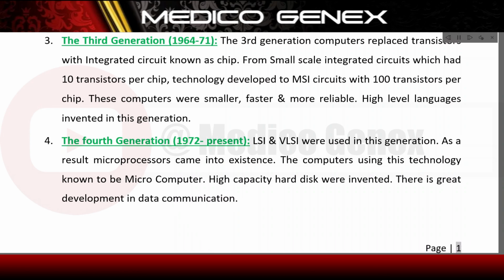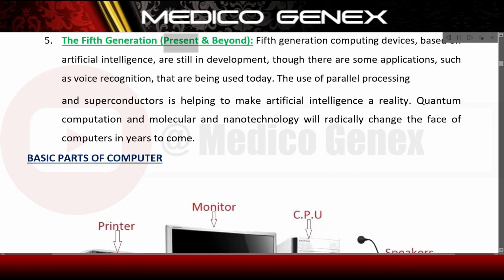Page 1. The fifth generation, present and beyond. Fifth generation computing devices, based on artificial intelligence, are still in development, though there are some applications, such as voice recognition, that are being used today. The use of parallel processing and superconductors is helping to make artificial intelligence a reality. Quantum computation and molecular and nanotechnology will radically change the face of computers in years to come.